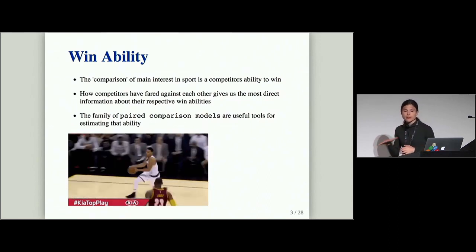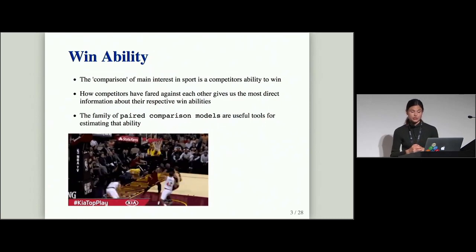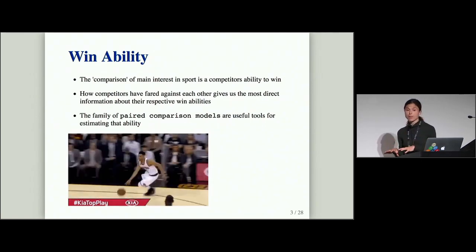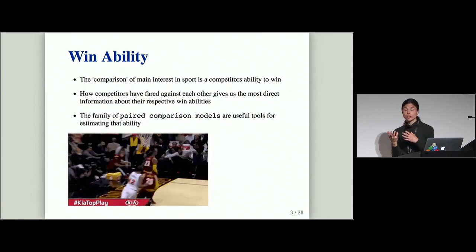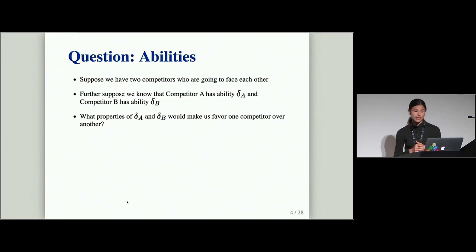So there's something about the underlying abilities that goes beyond just what the results from that competition tell us. And this is the thing that these paired comparison models are trying to help us get at, and give us an actual way to quantify the abilities based on some outcomes that we can observe.